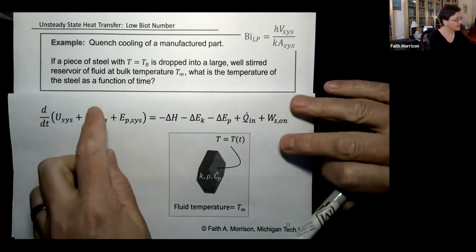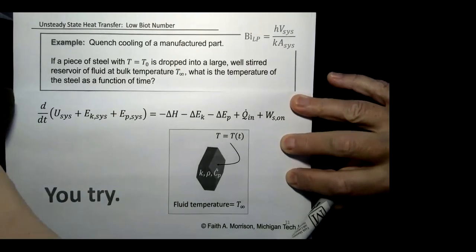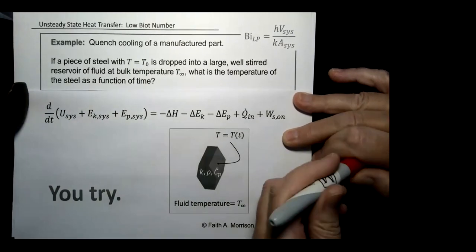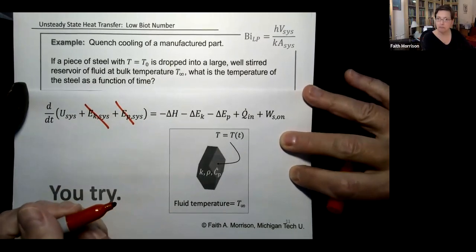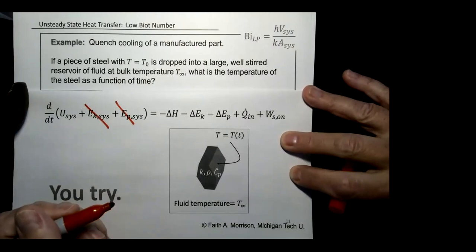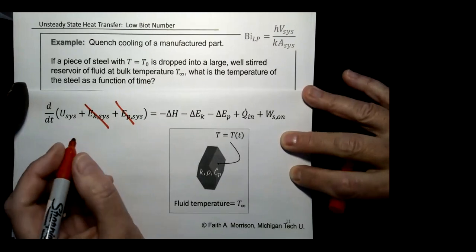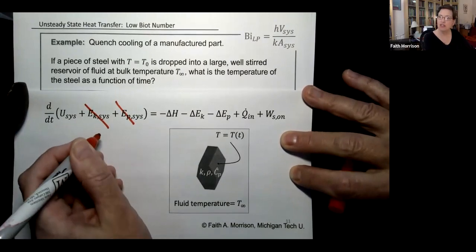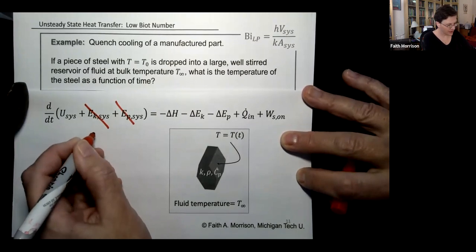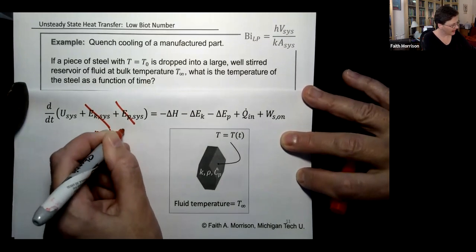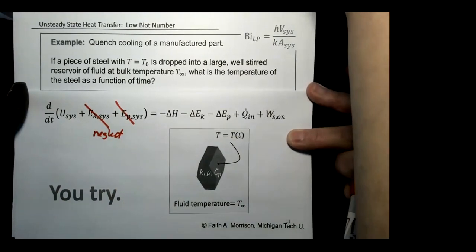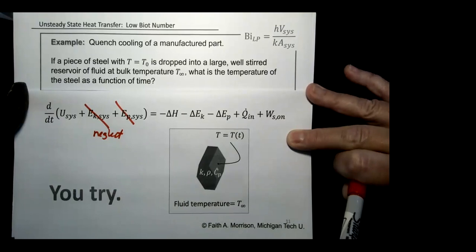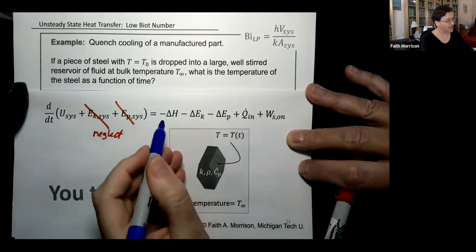Can you give me some things to slash away? We can slash kinetic energy and potential energy. Because? They're insignificant. Yeah, these are usually small for this type of problem. So neglect. Expect it to be small. Okay. How much enthalpy flows in and out?